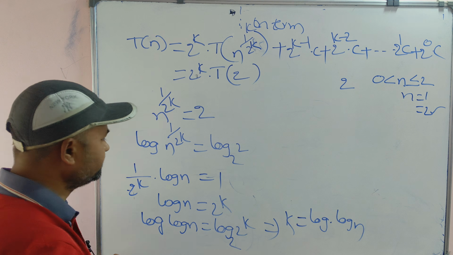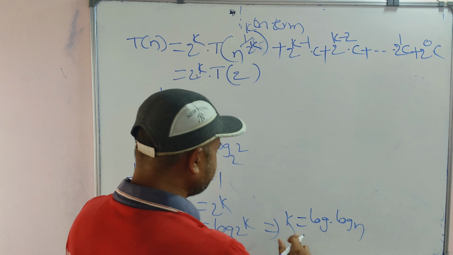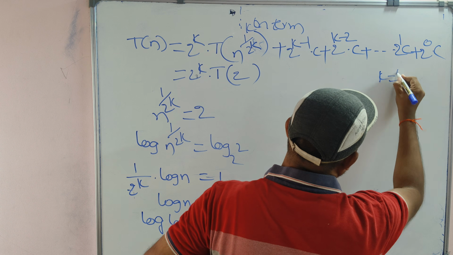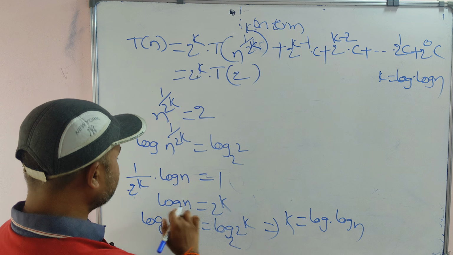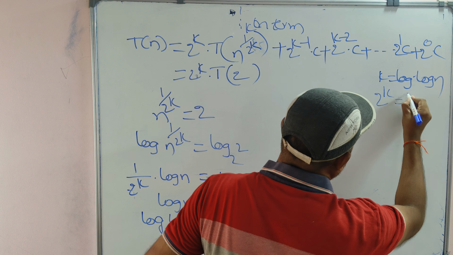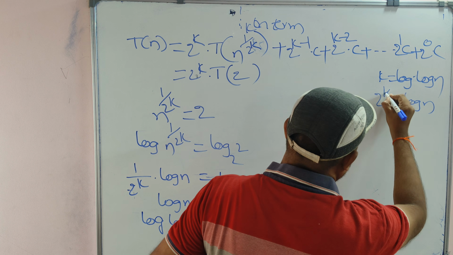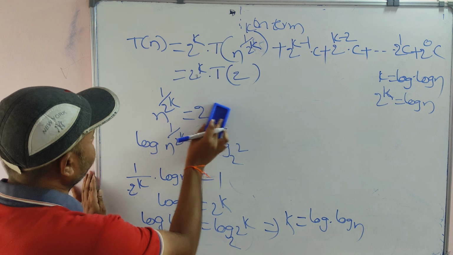So what is the k value? Here if we observe this, the k value is log n. What is 2 power k? From this, 2 power k means log n. 2 power k means log n. So here I am erasing this portion.